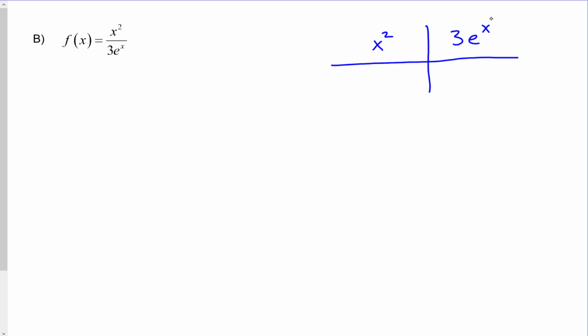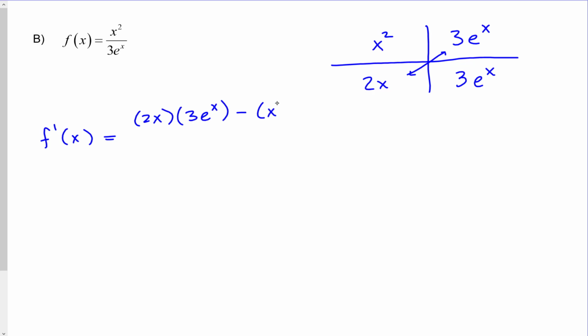When I do the derivative involving e to the x, that's where the rule for differentiation of exponential functions comes in. But the derivative of x squared is, of course, 2x. 3e to the x, its derivative is just 3e to the x, because e to the x is its own derivative, and then you have a constant multiplier of 3. When I go to form my derivative, I need to make sure I'm multiplying these two corners first. So I would have f prime of x equals 2x times 3e to the x minus x squared times 3e to the x. That all gets divided by the original denominator squared.